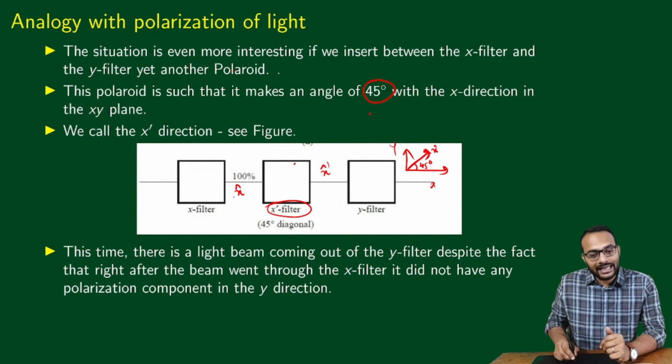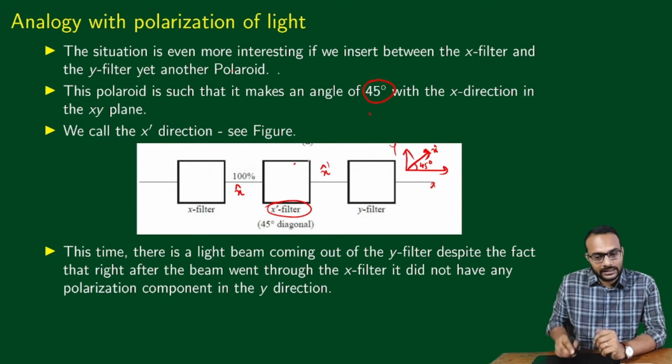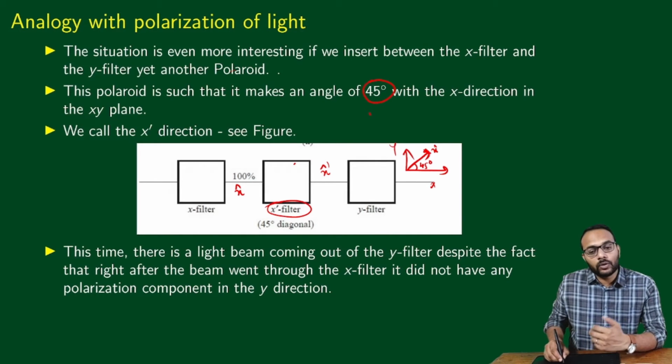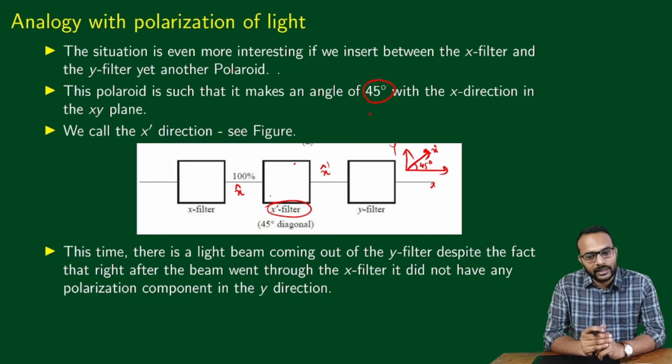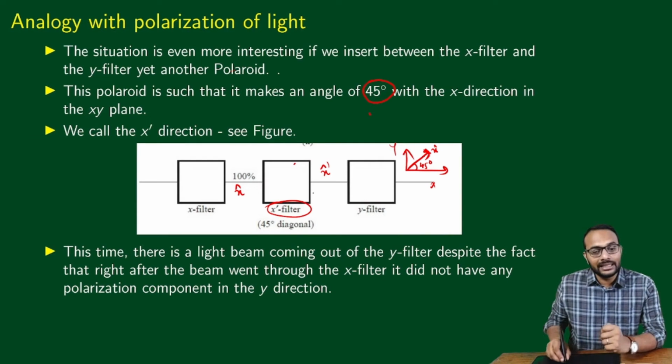The X and X prime directions are at 45 degrees of each other, which means that X has a component along the X prime direction. They are not orthogonal, so certainly this will let in some light beam. Some light beam will come out here, and its polarization will be in the X prime direction.